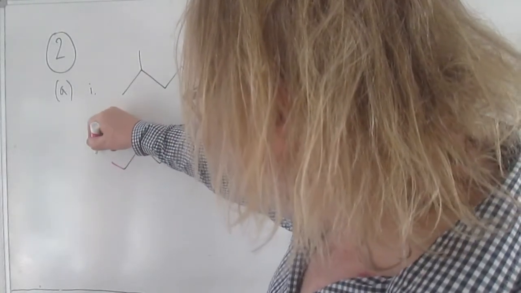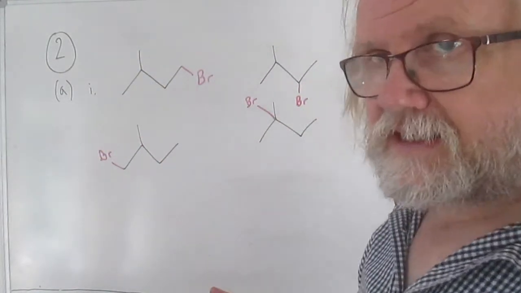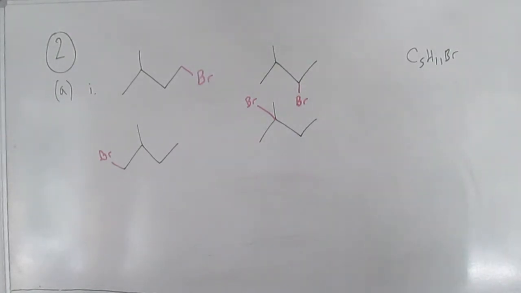So we can draw this one or draw the other one, it's the same thing. But that's what you've got to watch out for, that you don't put one of the isomers down twice and consequently miss out one of the other ones. So those are our 4 isomers.